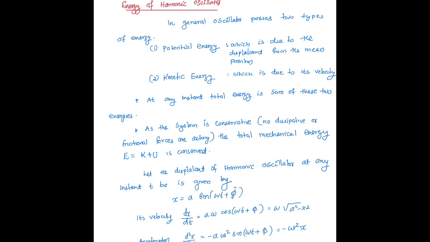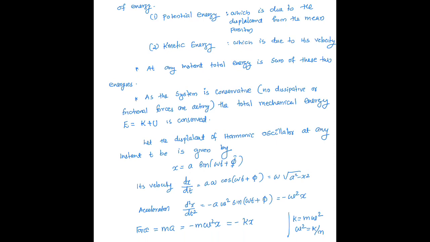As we know, for a conservative system, the total mechanical energy is always a conserved quantity. That is, kinetic energy K plus potential energy U is equal to the total energy, which is a conserved quantity. So suppose the displacement of a harmonic oscillator at an instant t is given by x equals a sine omega t plus phi.